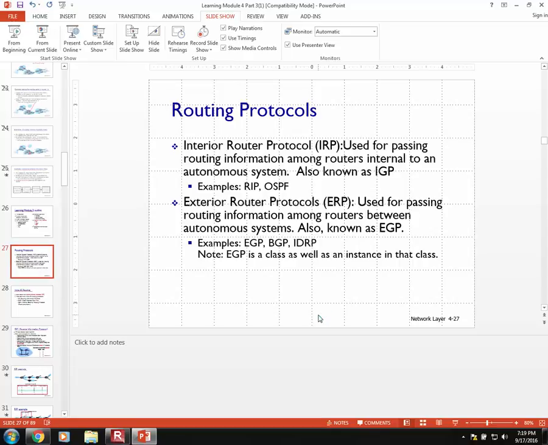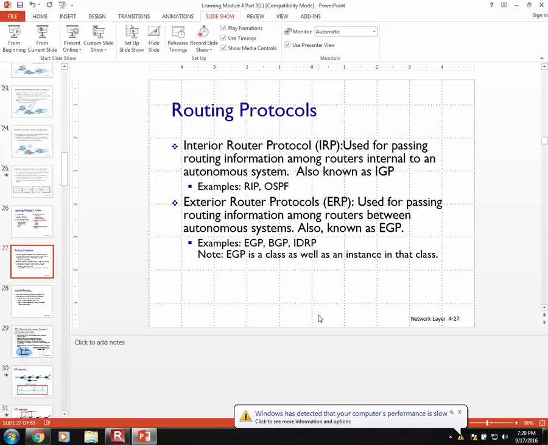So there are two different families of routing protocols used by routers: interior and exterior routing protocols. Interior routing protocols are used for passing routing information among routers internal to an autonomous system. Now, if you remember, an autonomous system is basically a system, say, like within an organization. These are also known as IGP, or interior gateway protocols. Examples of these would be things like RIP or OSPF.